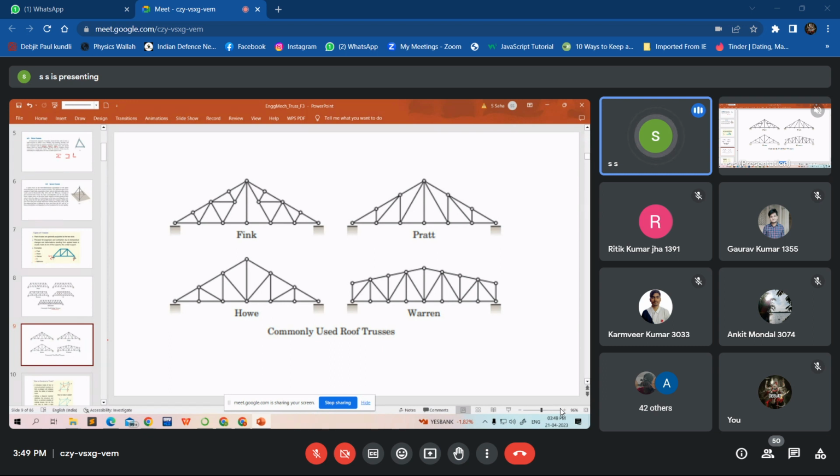So in the roof, you have different types of trusses. This is Fink, again Fink, Pratt, Howe, Warren. There are various types of trusses used in the roof. So trusses are used in bridges as well as on the roof.